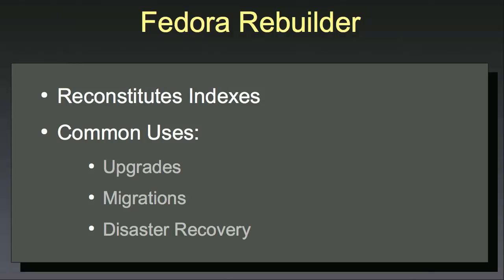There are a few reasons. One is if you're doing an upgrade. This is probably the most common reason. If you're upgrading from an older version of Fedora that doesn't use the same index structure underneath that the new version uses, you'll need to use the Rebuilder. If you're doing a migration from one database product to another, you can use the Rebuilder utility to help with that. Also, if one of your indexes becomes corrupted, you can recover by running the Rebuilder against the low-level storage and reconstituting that index.